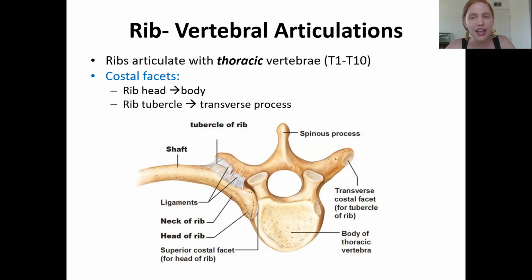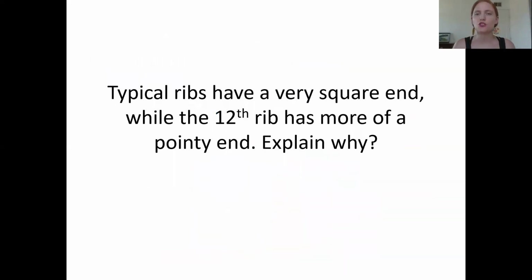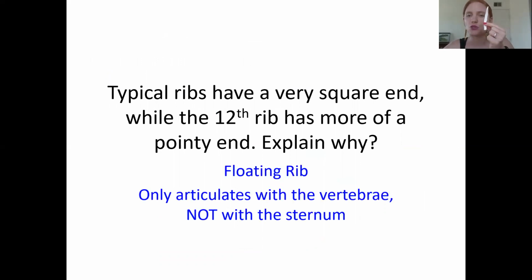So on an exam, if I asked you to explain that term, don't tell me it has no connections. It just means it doesn't connect to the sternum. It still connects to the vertebrae in the back. Okay, so those are floating ribs. And so if I asked you, well, why do they not have a pointy end? You would explain to me that it is a floating rib and it doesn't connect with the sternum, only the vertebrae in the back.